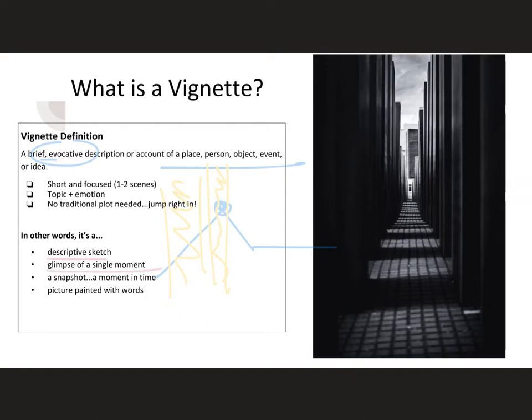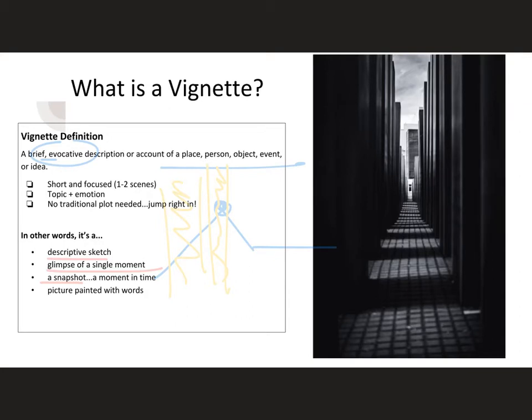It's a glimpse of a single moment, or put another way, it's a snapshot. It's just a moment in time. And essentially what we're trying to do is paint a picture with words. We, as digital storytellers, have the benefits of music and images and video and all these things, even the emotion of our voice, way better than just words on a page. So that's kind of the goal of what we're going for in our vignette.